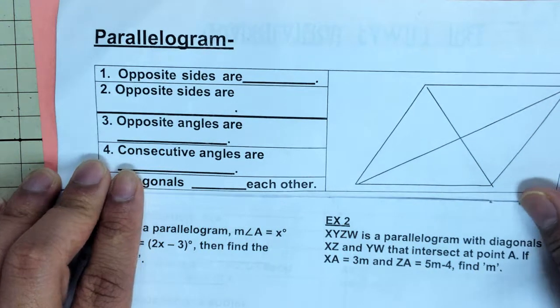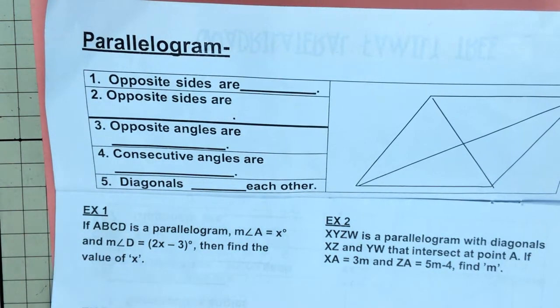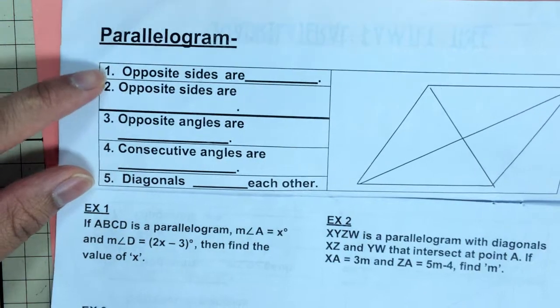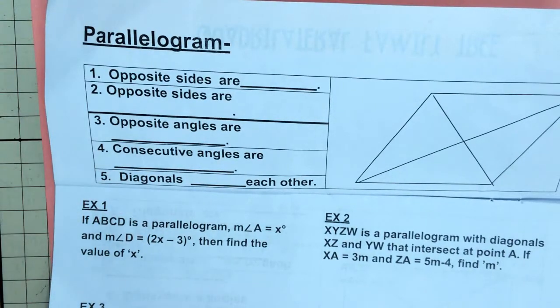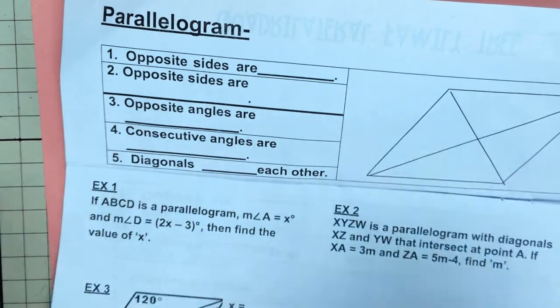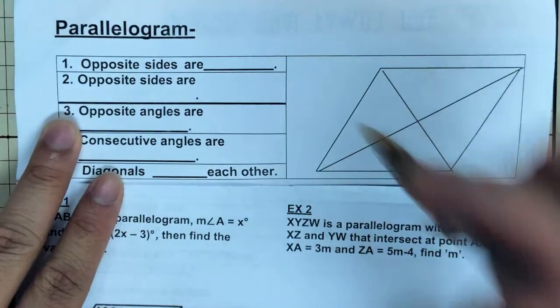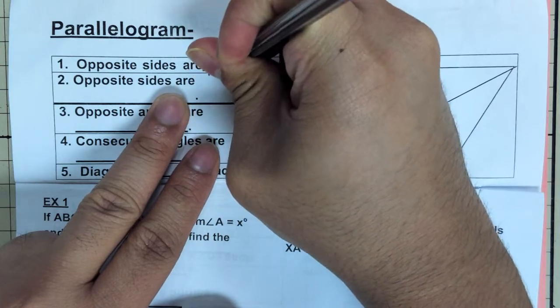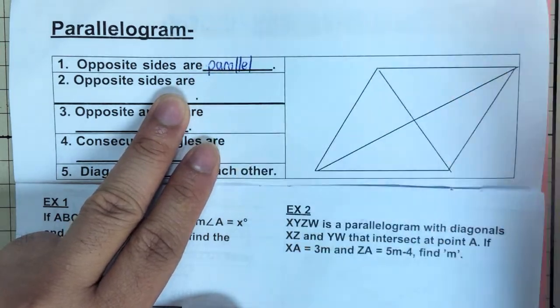Alright, today we will go over different properties of parallelograms. So first, let's start with the 5 basic properties, and then I'll go to the definition. 5 basic properties of a parallelogram. First, in a parallelogram, opposite sides are parallel. That's why it's called a parallelogram.